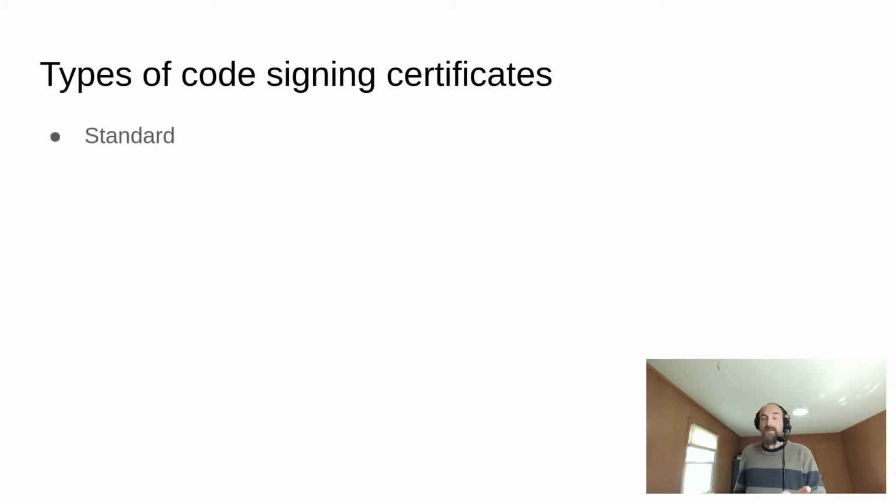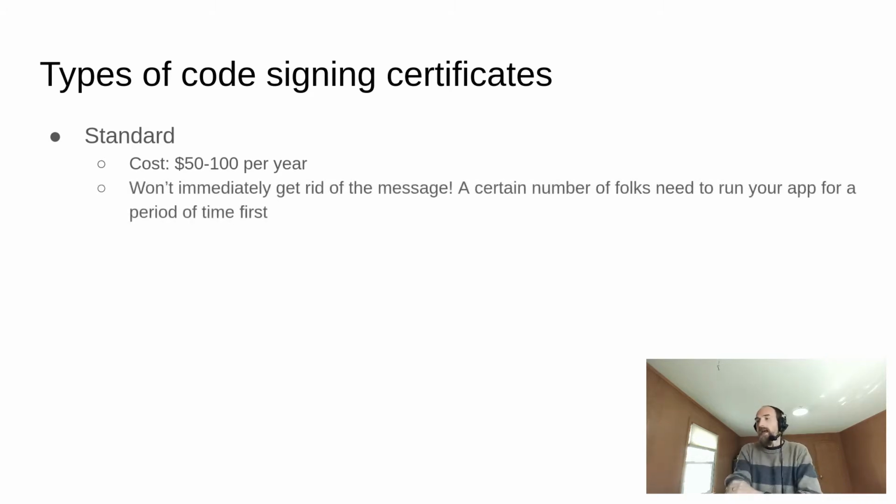A standard certificate, which is what I got and what we are going to be covering in this tutorial. The cost is $50 to $100 per year, varies from certificate authority to certificate authority, and unfortunately, it won't immediately get rid of the message. This is what I was alluding to 2 slides ago when I said you are trying to prevent that message, but a certain number of people need to run your app over a certain period of time before Microsoft will say, okay, we think this app is not dangerous.